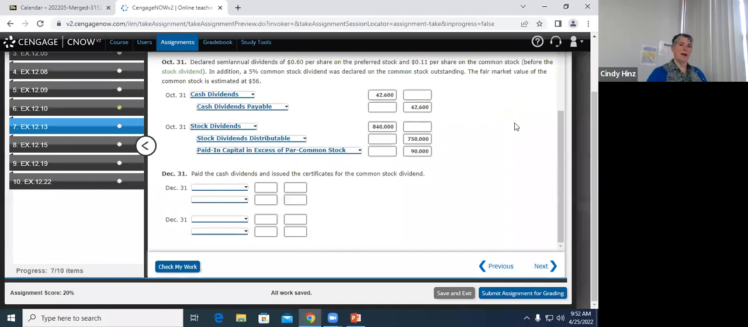Everyone okay with how we did that? We used the fair market value per share because it's a small stock dividend. And we set this up as being distributable for the par value.